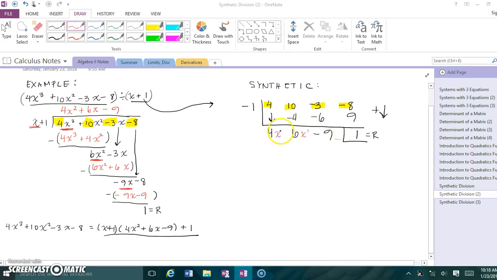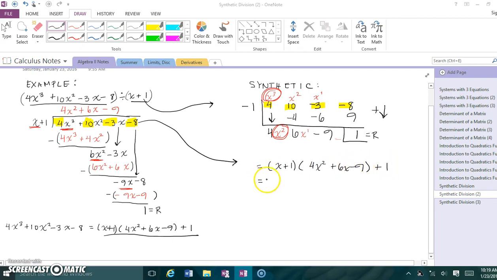And then starting from the right, this is your constant, x to the 0, x to the 1, x squared. It goes up by 1. And notice this was your x cubed term. X to the first. So if your degree was 3, you always break it down by 1. So same exact summary statement. This original thing here equals whatever you divided by times 4x squared plus 6x minus 9, plus 1.